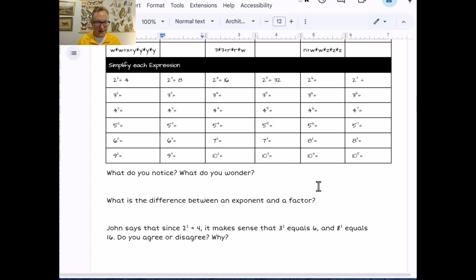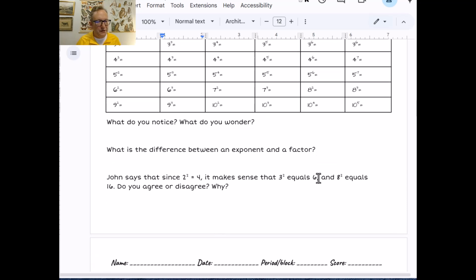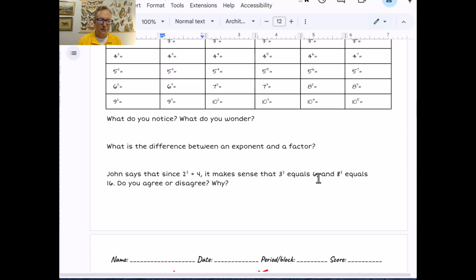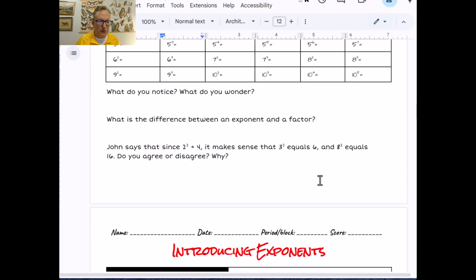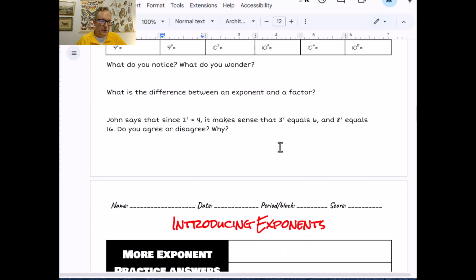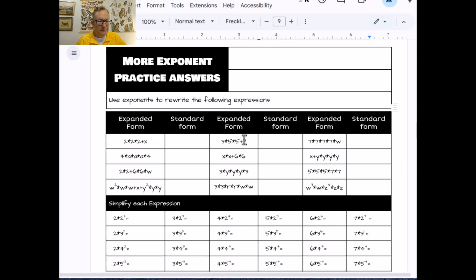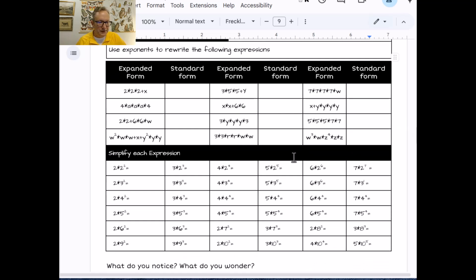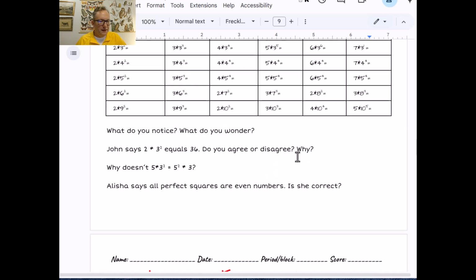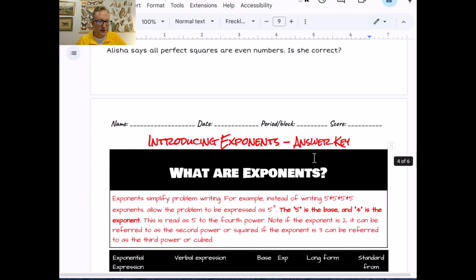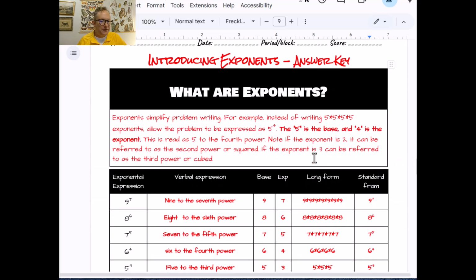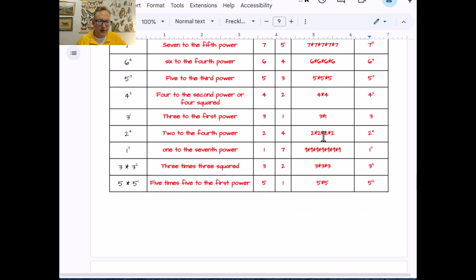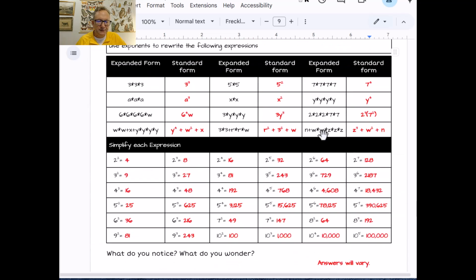I don't know what's happening in your school, but we do have questions here like, what do you notice? What do you wonder? More questions. What's the difference between an exponent and a factor? They're going to get to critique the work of John, followed by another version. And then John has a different question. So we got a couple of different versions here. We've got our answer keys.